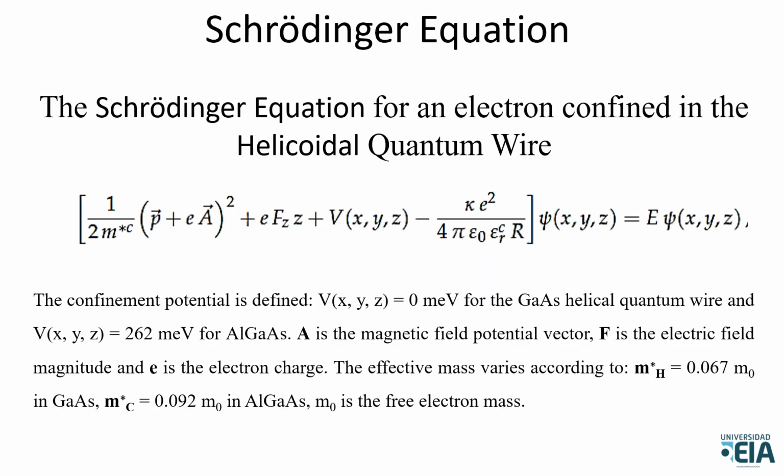To solve the situation of an electron confined in such a structure, the Schrödinger equation is applied, which has the following terms. The first term has kinetic energy and magnetic field potential. The second term has potential due to the electric field. The third term has confinement potential due to the gallium arsenide and aluminum gallium arsenide elements. The fourth term has potential for impurity found in the materials. However, this last term is not active for this presentation.